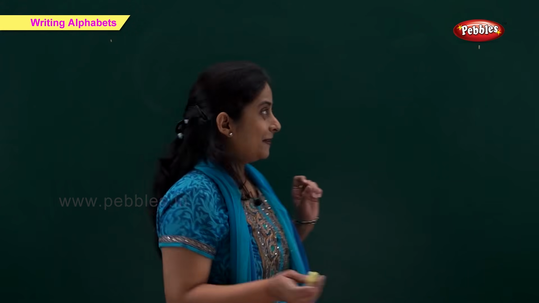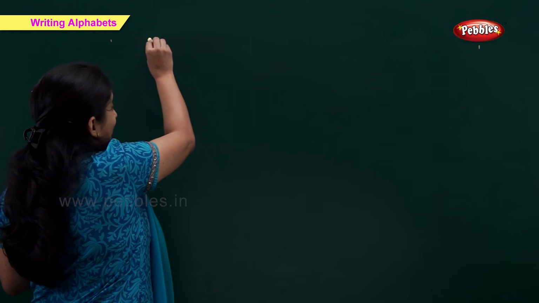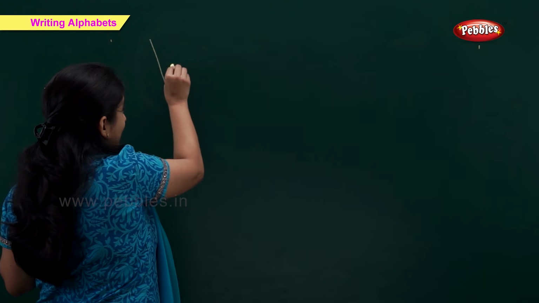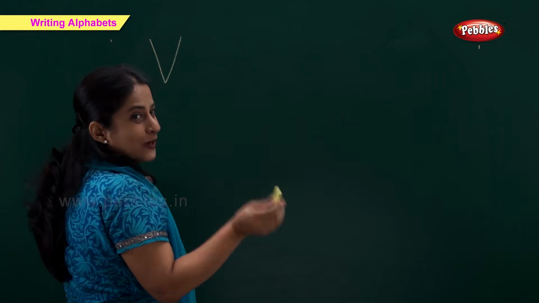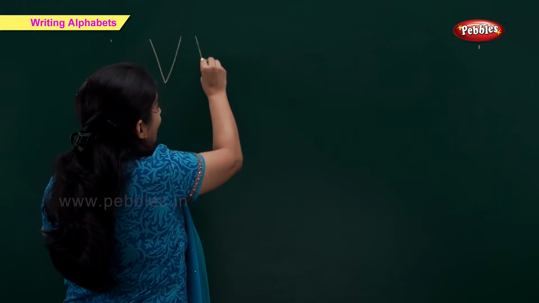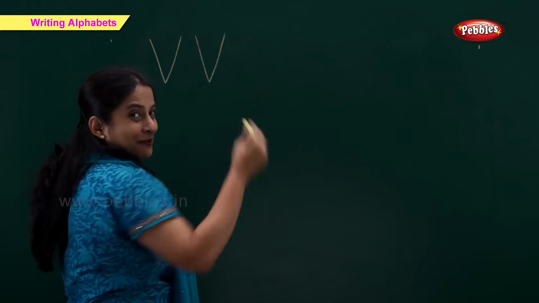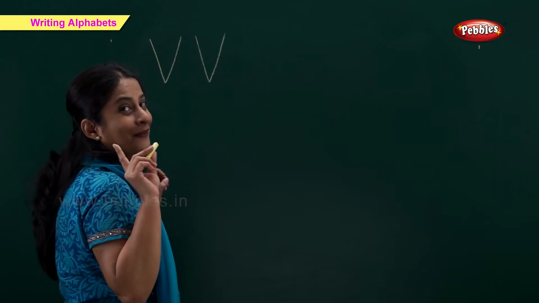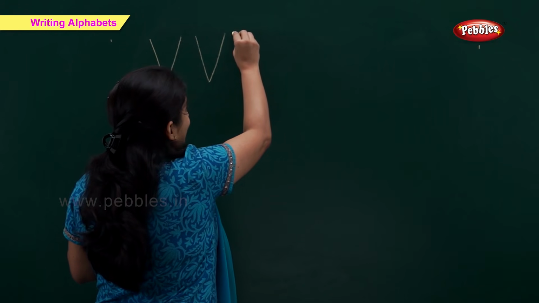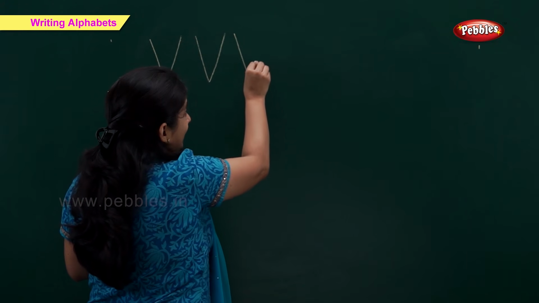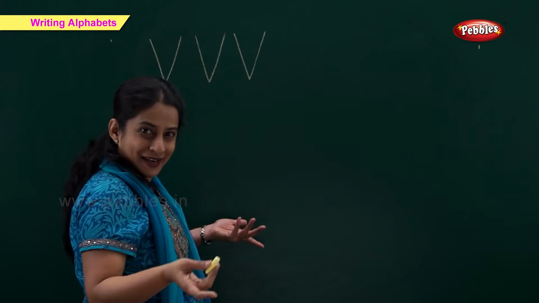And now we are writing V. A cross line, another cross line makes V. A cross line, another cross line makes what? V. A cross line, another cross line is V.